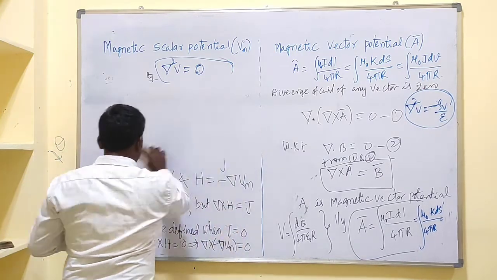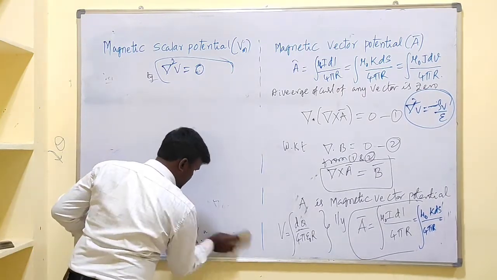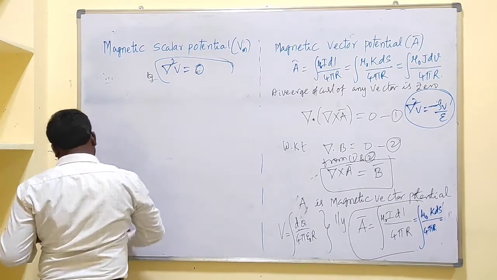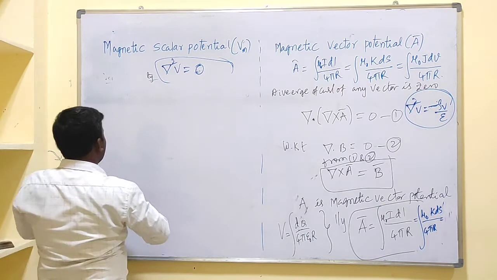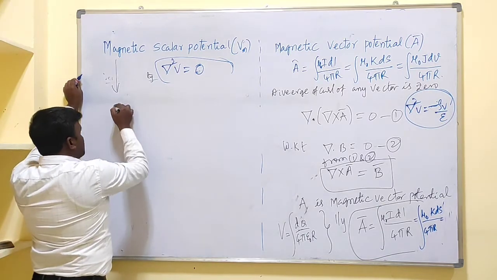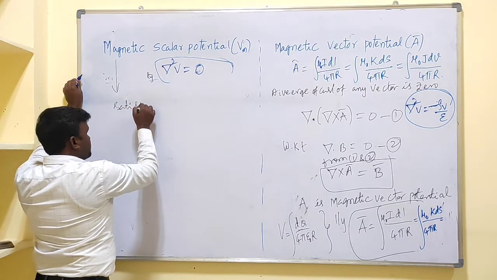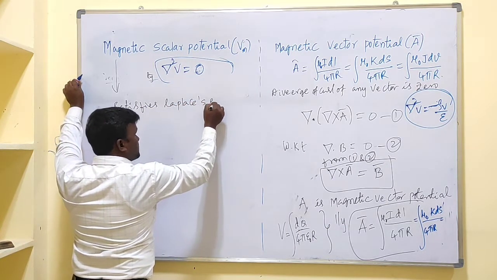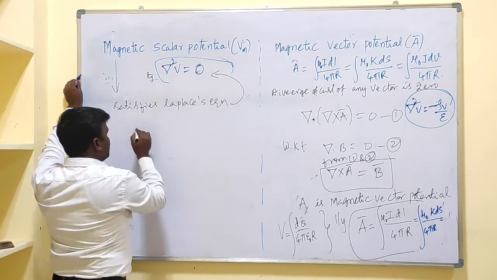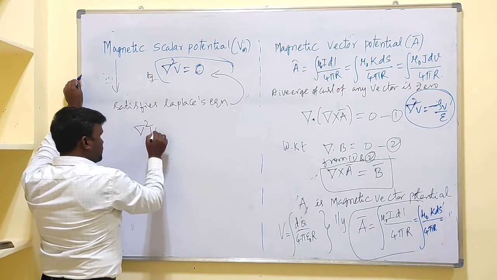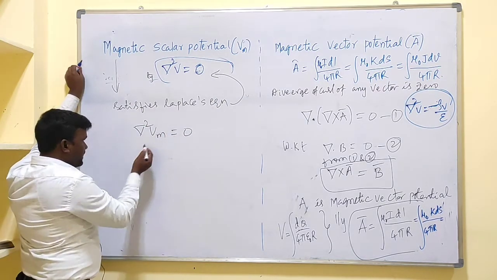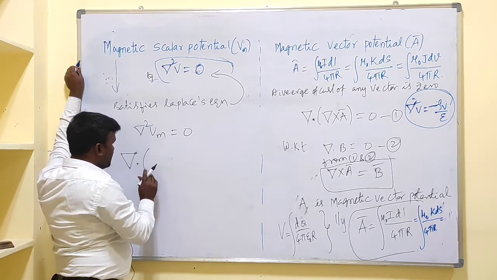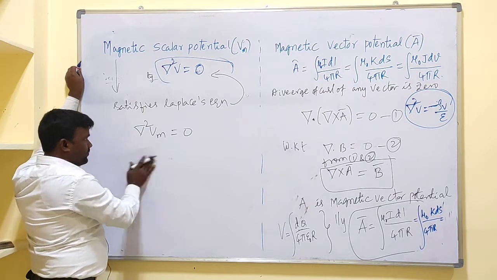Poisson's and Laplace equations for the magnetic potentials. The magnetic scalar potential satisfies the Laplace equation, that means del square Vm equal to 0. How can we write del square Vm? Basically we can write del dot del Vm. Let us go for del square Vm equal to 0.